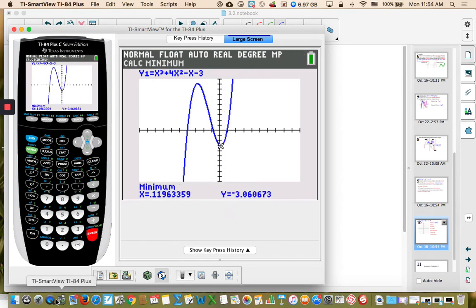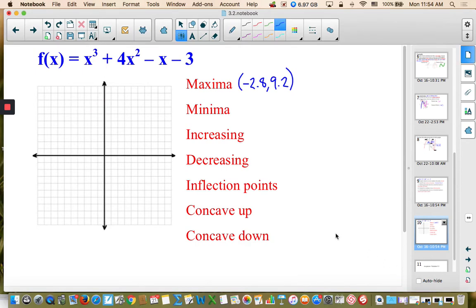And I get my minimum, which looks like 0.1, negative 3.1. So 0.1, negative 3.1. Okay, so I'm just going to try to graph that. So negative 2.8, 1, 2, 3, 4, 5, 6, 7, 8, 9.2 is somewhere up here. And remember, I'm just sketching. 0.1, negative 3.1 is somewhere down here.